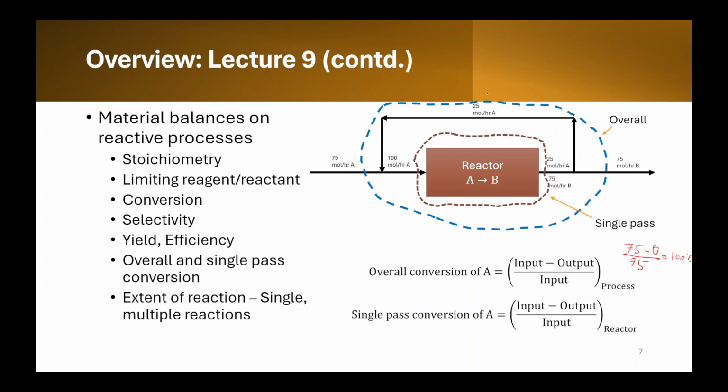But if we consider only this process unit and not the recycle stream, here we see that 100 moles per hour of A is coming in, 25 moles per hour of A is going out, and coming in again is 100. So this will give us 75 by 100, 75% single pass conversion of A. So this is only across the reactor, not considering the recycle stream.